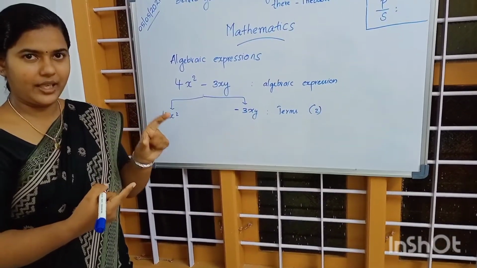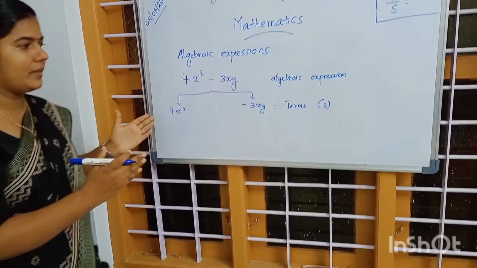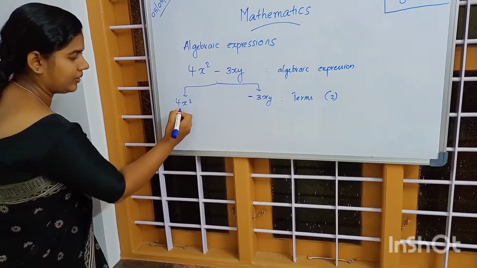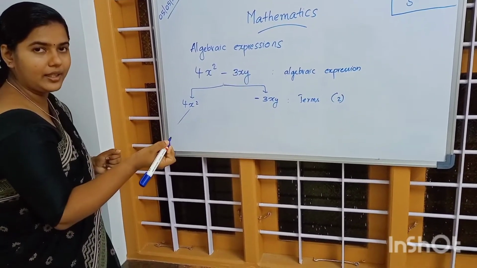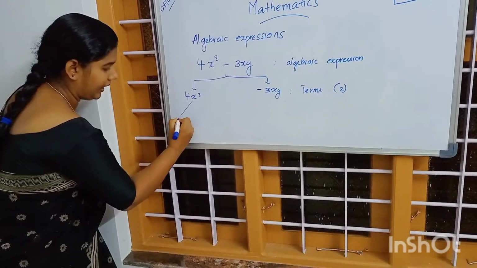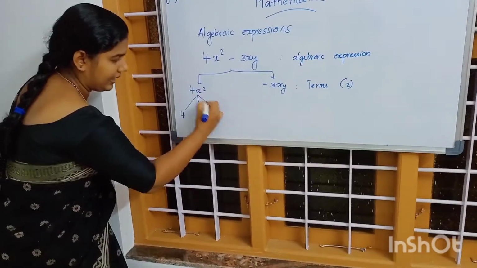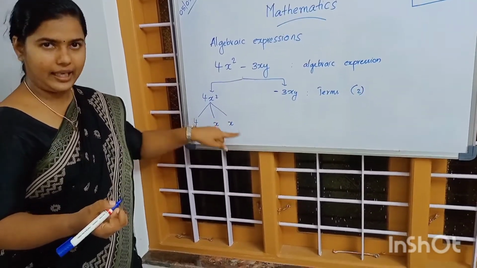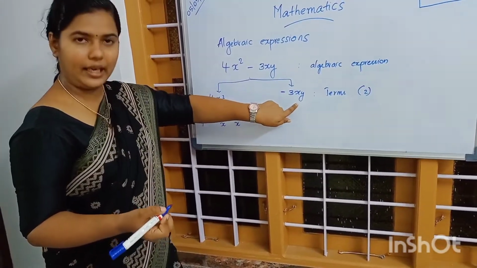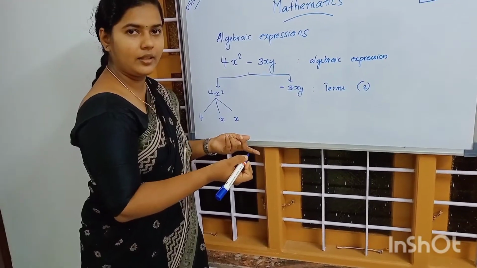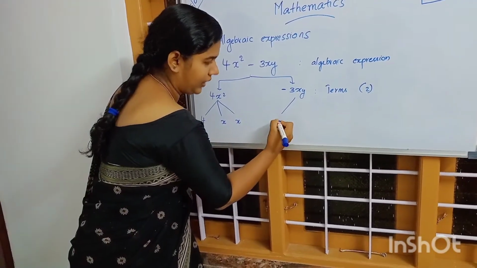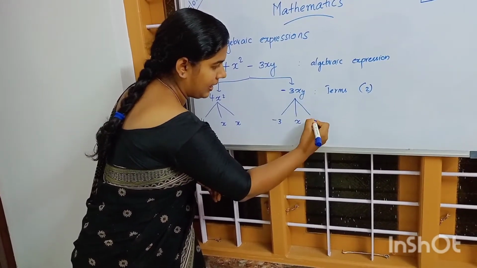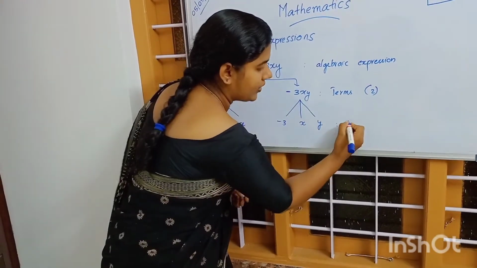Yes, factors, right? So by looking at these terms, can you tell me which are the factors for this one? How many factors are there? 3, and they are 4, x and again x. Because it's x square, so we split it as x and x. Coming to the second term, how many factors are there? Yes, we have 3 factors and they are negative 3, x and y. And these constitute factors.